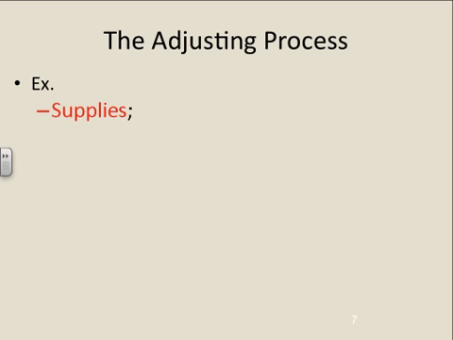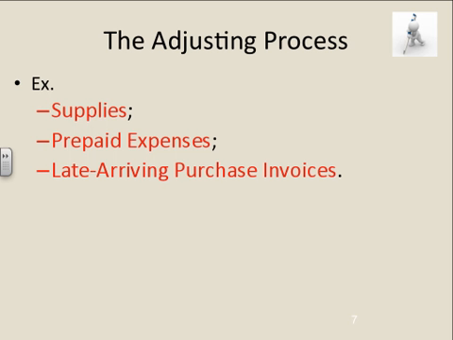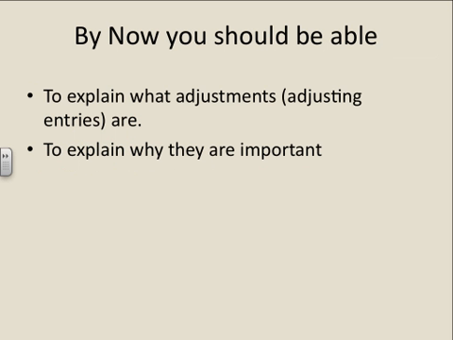Here are some examples of adjustments that we're going to be doing: supplies, prepaid expenses, and we'll talk about them when we get to them, and late arriving purchase invoices. There's also depreciation, but we're going to save that till the end of the chapter. By now you should be able to explain what adjusting entries or adjustments are, and explain why they're important. In the next 3 videos we're going to do supplies, prepaid expenses, and late arriving bills.